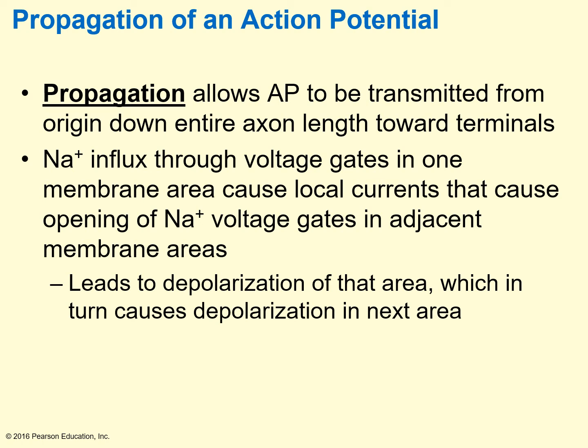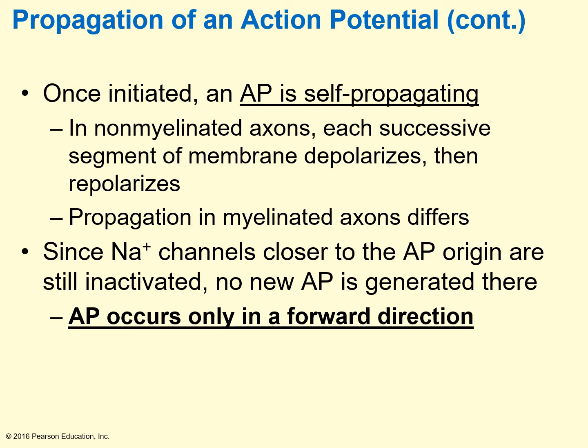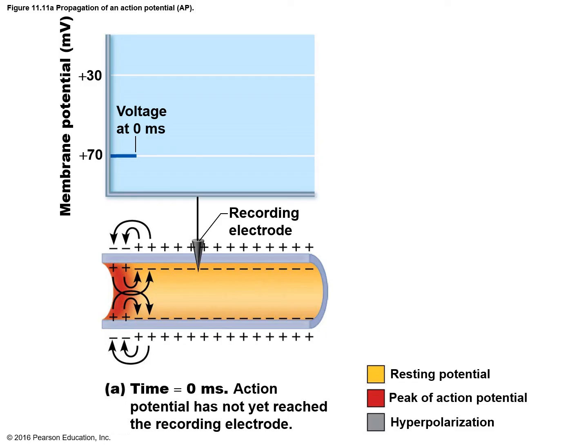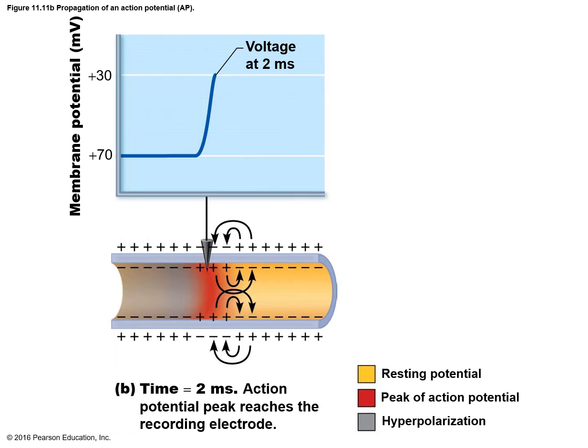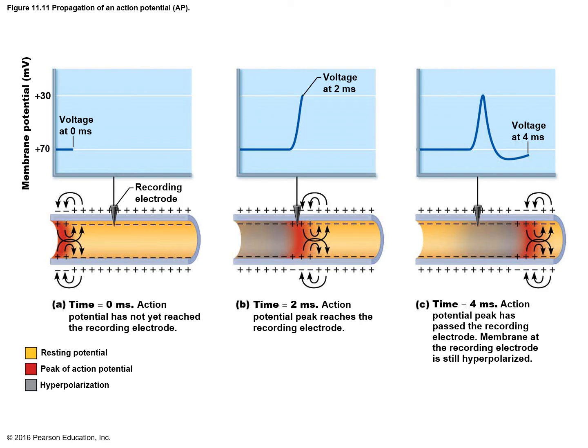It's just moving down the entire axon all the way towards the end. So once you start it, it's self-propagating. Now it will move only in a forward direction. And as we get into it, you'll see in a moment that it moves faster in a myelinated axon than unmyelinated. So this is just where you, like I say, can record the voltage. So you have your stimulus here, and you just watch as it proceeds down the length of the axon.